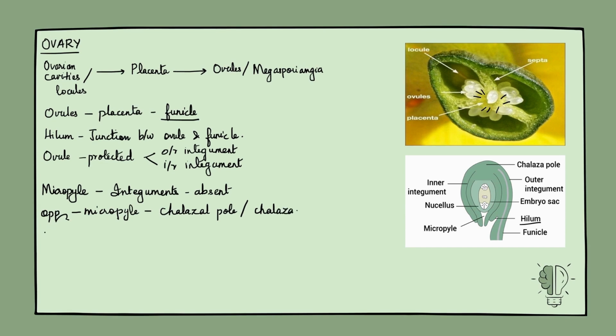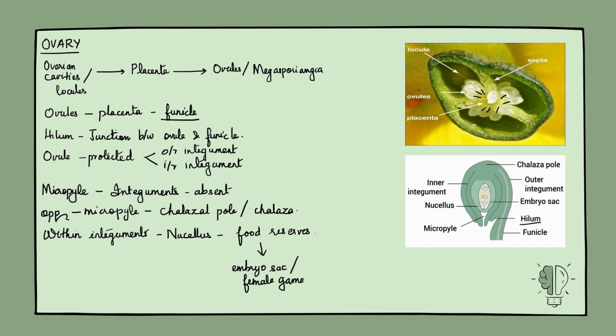We've also learned that within the integuments, there is a mass of cells that is called nucellus, which contains food reserves that nourishes the embryo sac or the female gametophyte that is present within the nucellus.